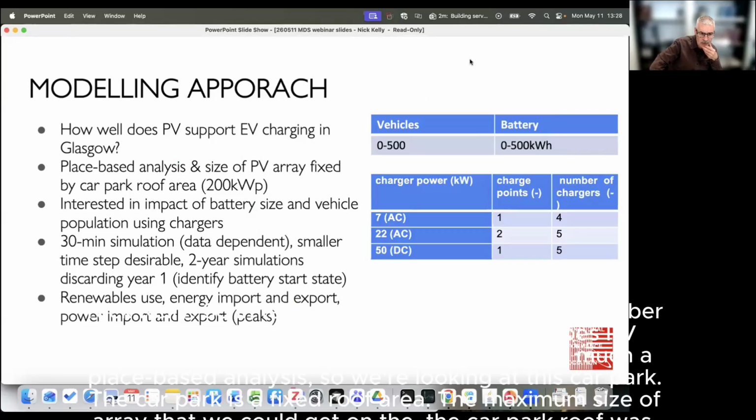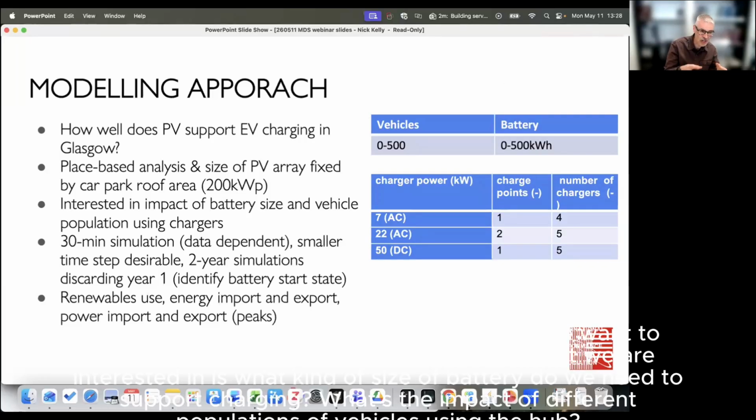So in terms of the modelling, remember the original question was how well does PV support EV charging in Glasgow? It's very much a place-based analysis. So we're looking at this car park. A car park is a fixed roof area. The maximum size of array that we could get on the car park roof was 200 kilowatt peak. So we can't really change that. We want to maximise the amount of generation, but what we are interested in is what kind of size of battery do we need to support charging? What's the impact of different populations of vehicles using the hub?